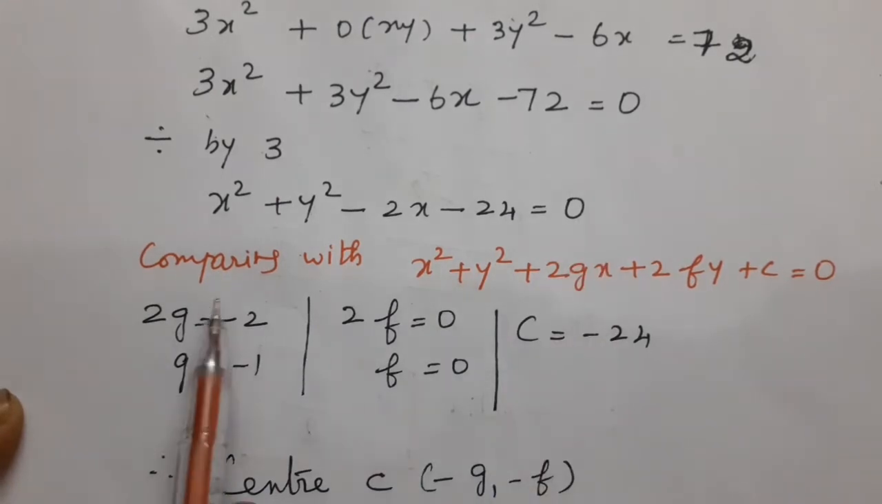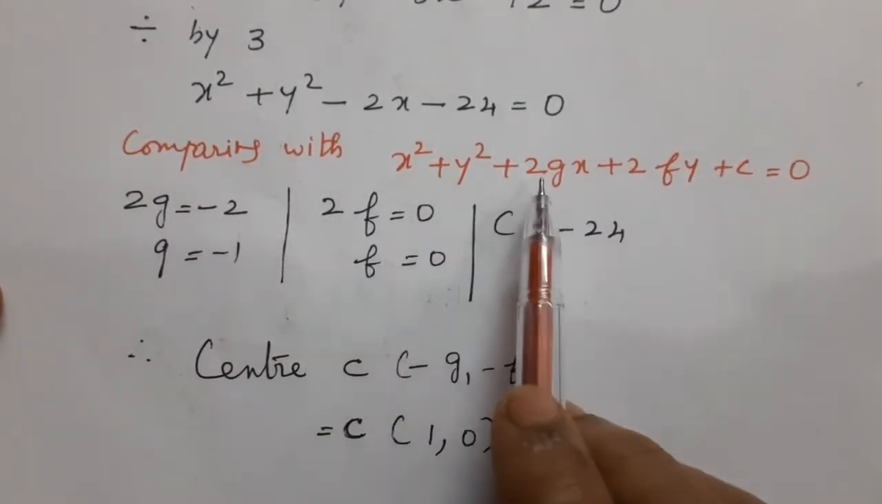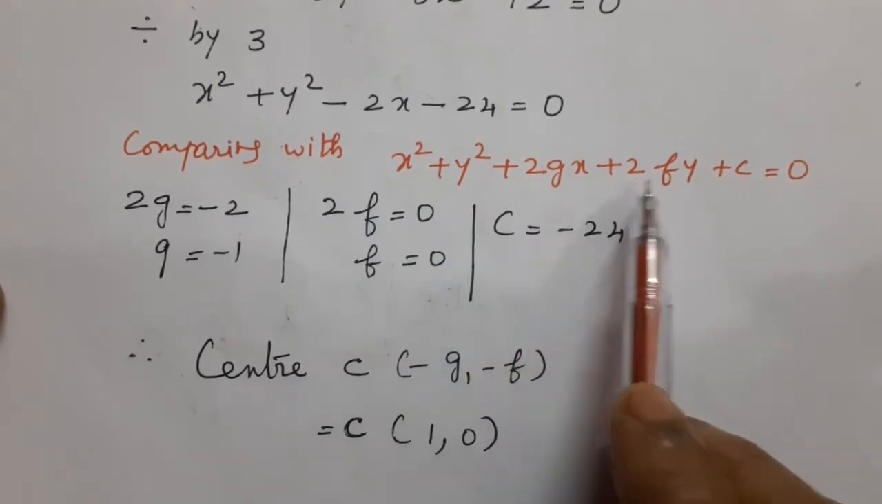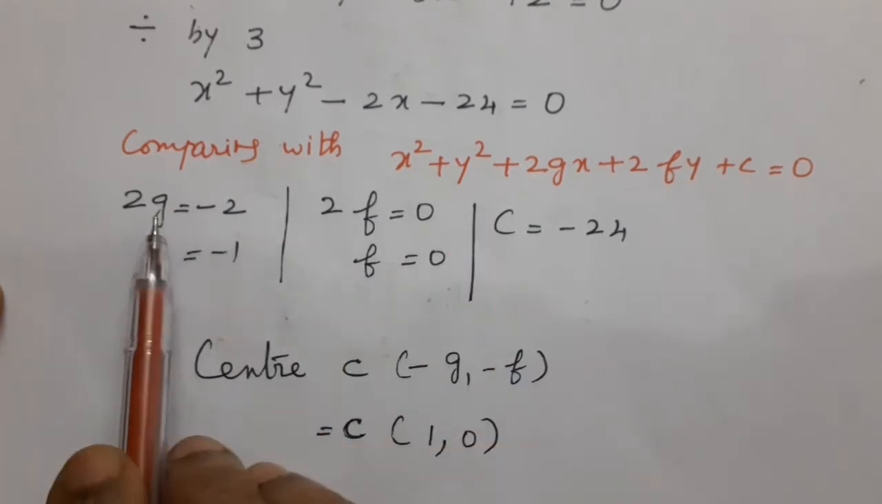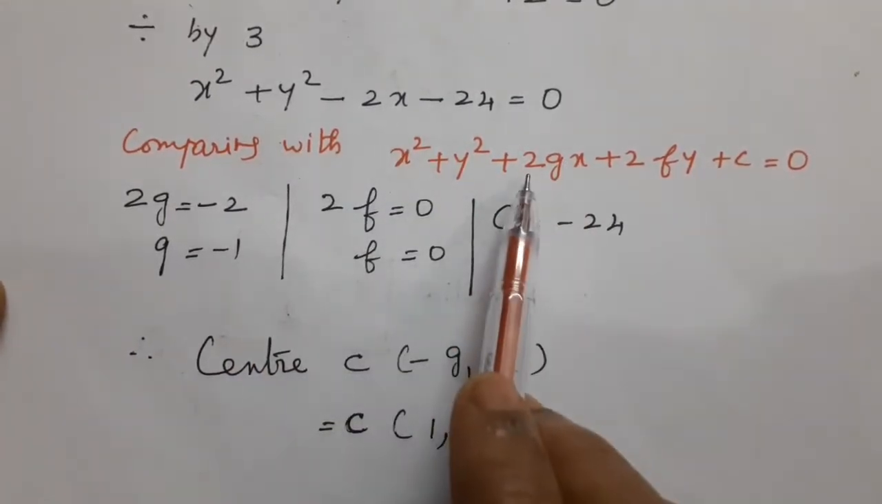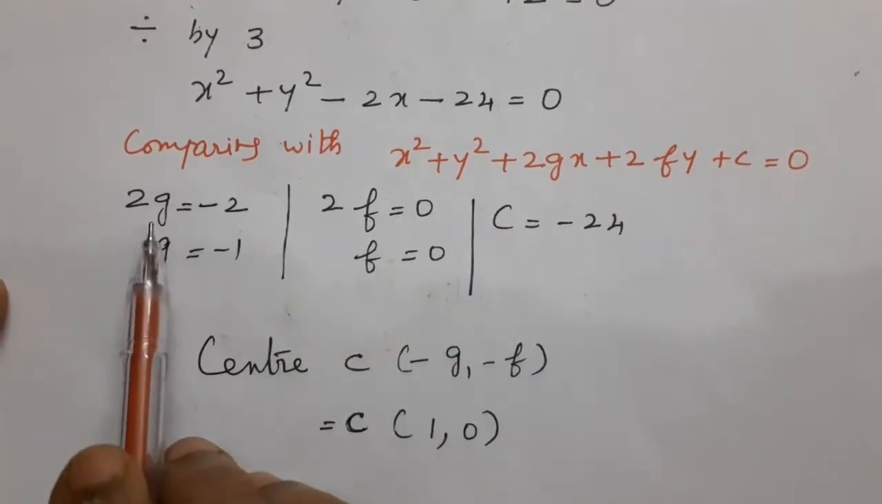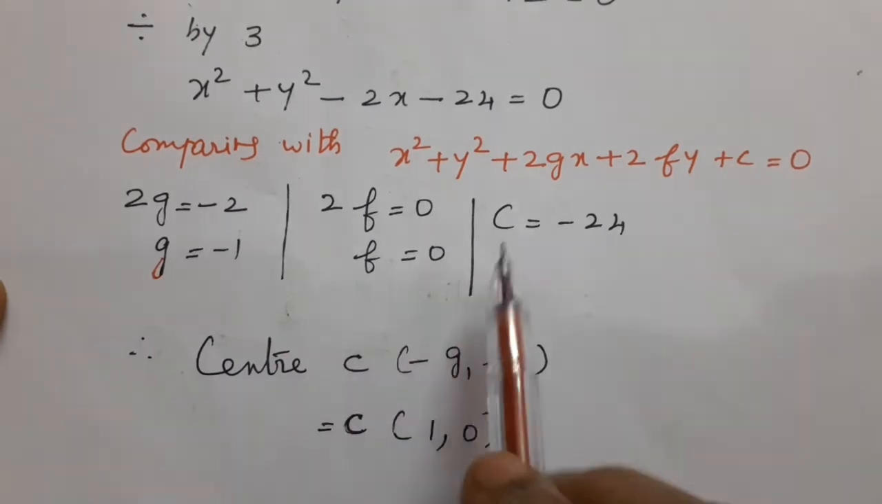Equation of the circle. This equation is compared with the general form: x square plus y square plus 2gx plus 2fy plus c equal to 0. What is our 2g? 2g equal to the coefficient of x. Comparing the coefficient of x, 2g equal to what? Minus 2. 2g equal to minus 2. What is our g? g equal to minus 1.